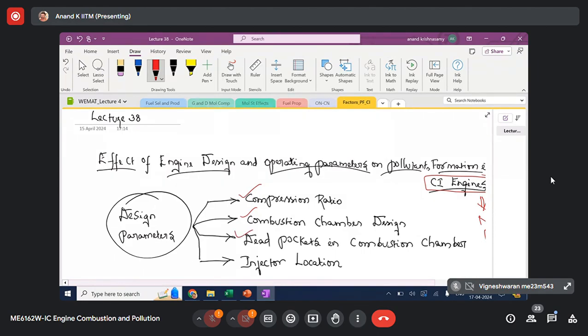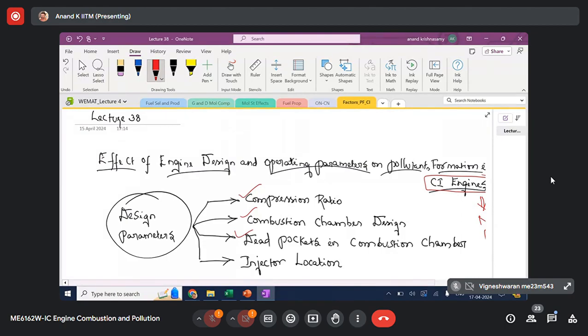We have already discussed dead pockets in the SI engine, because they considerably affect the HC emission. For example, crevice is one of the major dead pockets. Apart from that, there are other dead pockets like the intake and exhaust valve seats. Apart from crevice, you also have the head gasket region, the space available between the cylinder head and the piston top when the piston is at TDC. You need to seal it perfectly, and there are some dead pockets available in those regions also.